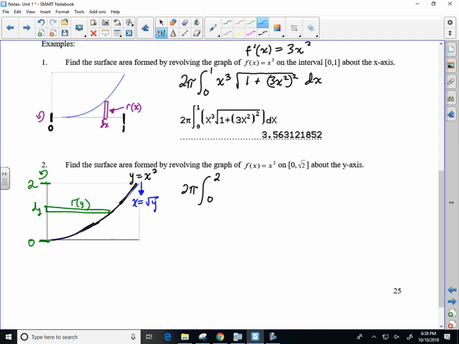Depending on what side of the axis you're living on, it may be positive or negative. We're above the x-axis, so that means that our y equals x squared should be positive. We're to the right of the y-axis, which means our x equals root y should be positive. Okay, so we're in good shape there. So I have my r of y.